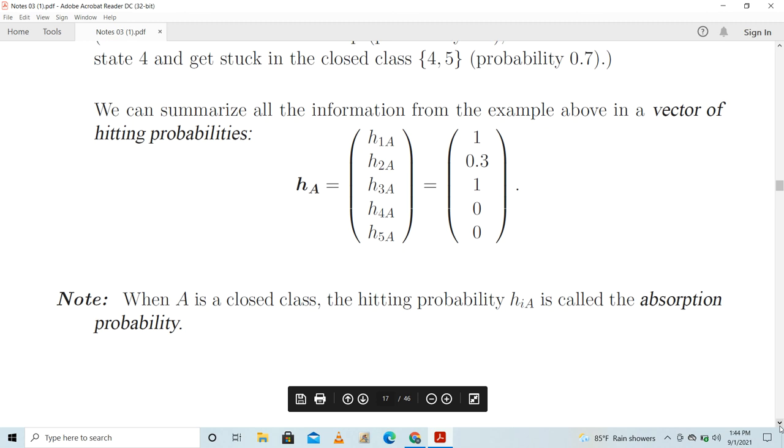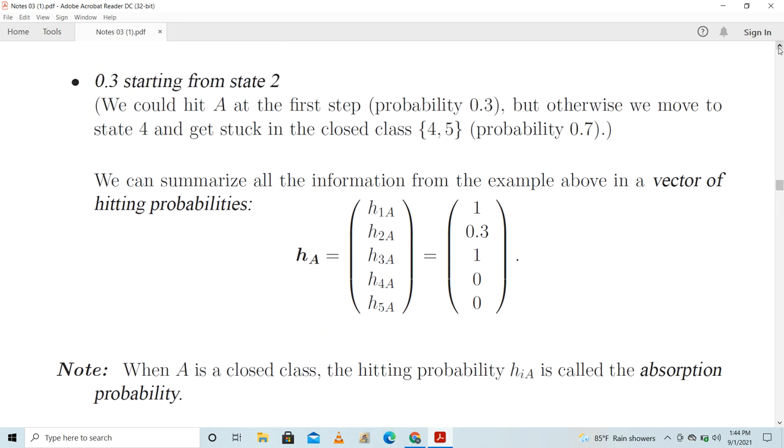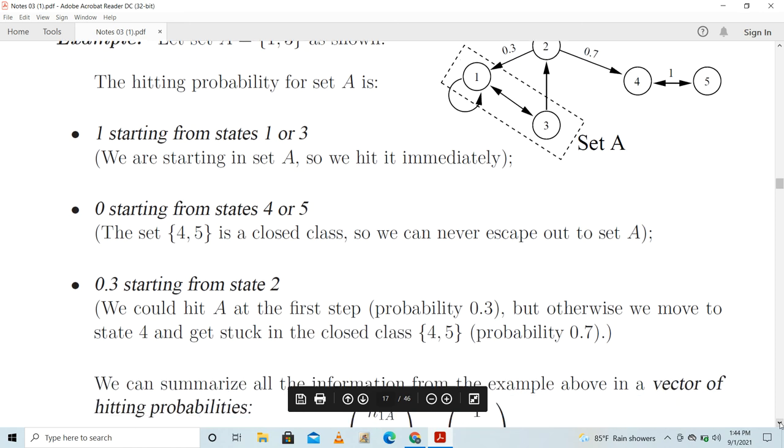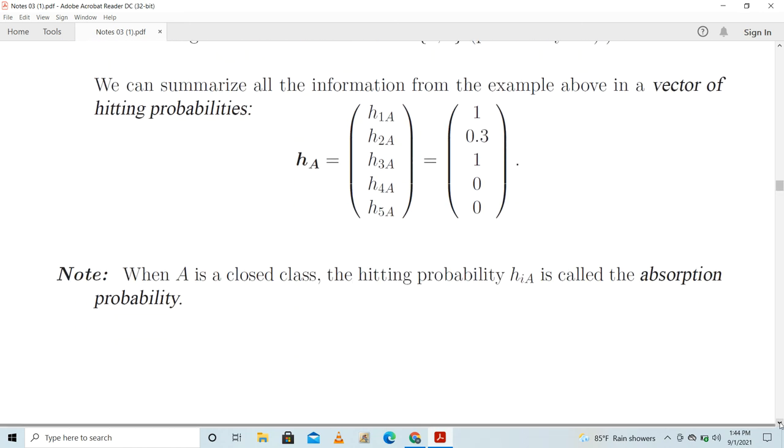So let's say the subset that we are talking about, this subset A, is an absorbing class. That is, when you reach state 1 or 3, you can't go out. For example, if you define A as 4 and 5, when you reach 4 and 5, you can't go back to other states. So this is actually an absorbing class. In that case, the hitting probabilities are known as absorption probabilities, because after you reach 4 and 5, you can't go back to other states.